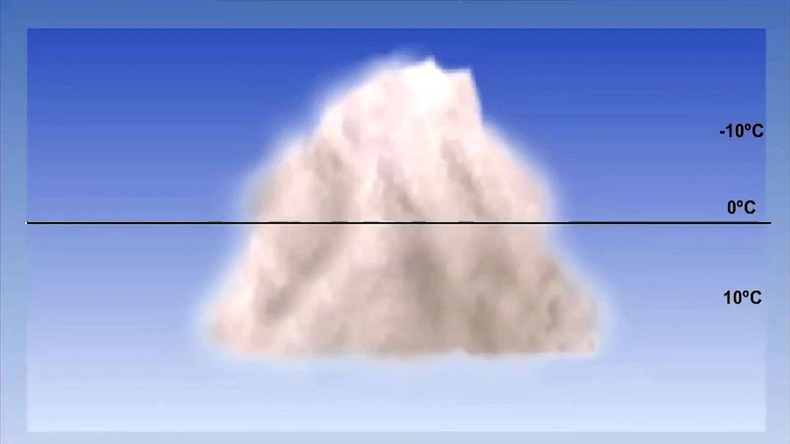If the temperature stays low enough between the cloud and the ground, we have a snow shower. However, if the temperature is such that it melts, we simply get rain at ground level.